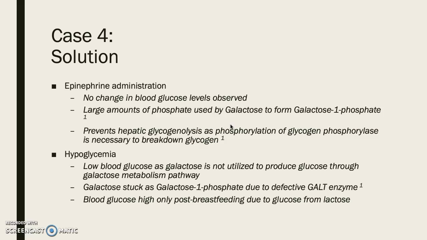The next thing is epinephrine administration had no effect on blood glucose levels. This is due to the impaired activity of GALT. Since GALT does not work, galactose remains stuck as galactose 1-phosphate and does not produce glucose. This process of phosphorylating galactose uses up most of the phosphate from ATP, and hence prevents glycogen phosphorylase from being phosphorylated. This prevents glycogen phosphorylase from being active, as it requires phosphate for its activation, and hence it no longer breaks down glycogen when epinephrine is administered.